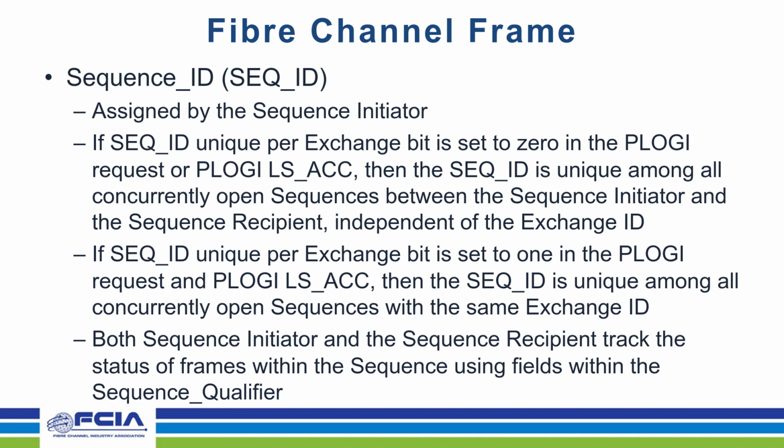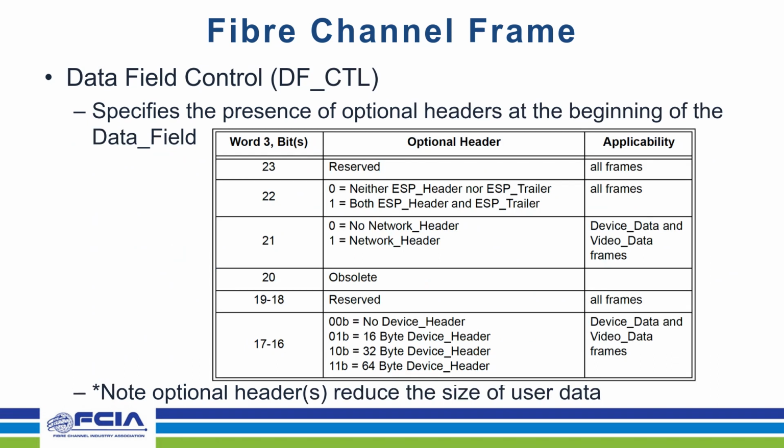The sequence qualifier is basically a composite of the SID, the DID, the OXID, the RXID, and the sequence ID. And that brings us into the data field control field, which specifies the presence of optional headers at the beginning of the data field that we talked about. And again, that's our ESP header. We also have a network header. I'm not aware of anybody using a network header, but they might be out there. And we also have a device header. One note there is the use of optional headers reduces the size of the user data, i.e. it cuts into the payload.